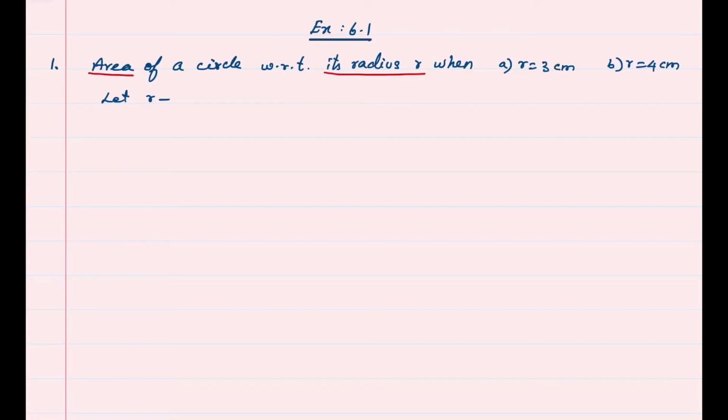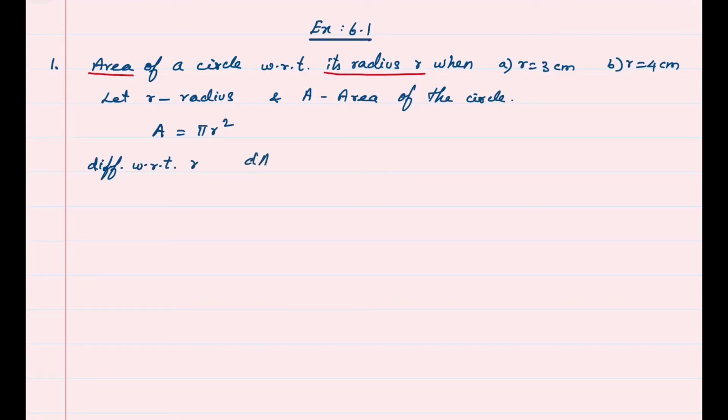Let r be the radius of the circle and A be the area of the circle. Area of a circle formula is pi r square. Now we will differentiate with respect to r. So we get dA divided by dr equal to 2 pi r.